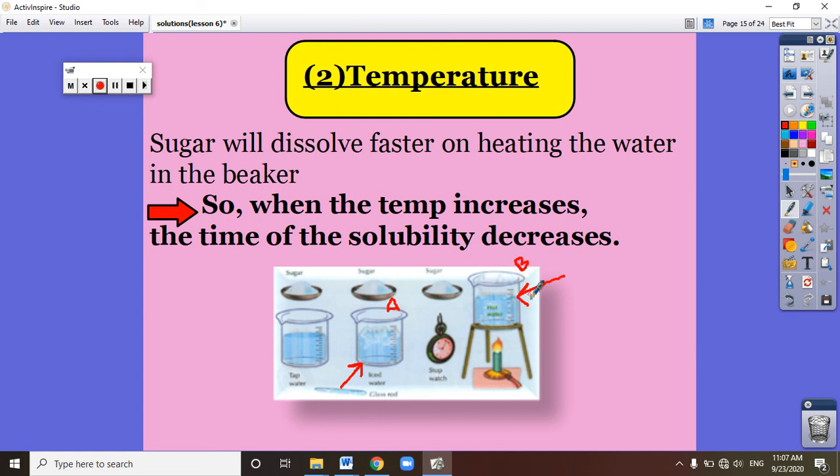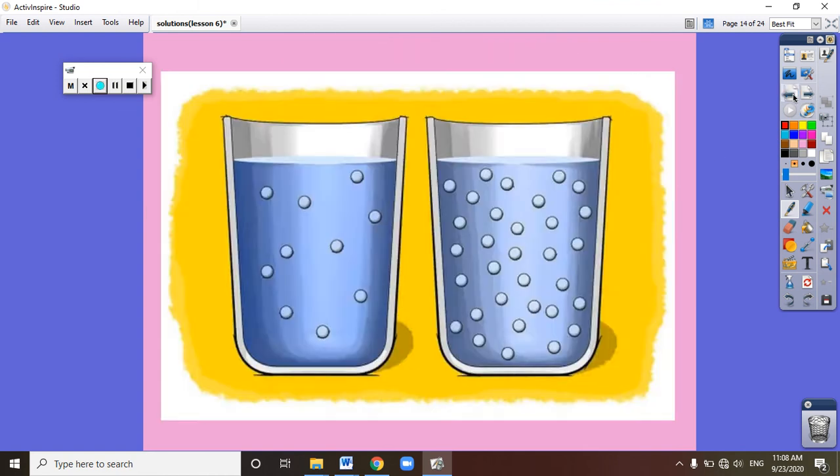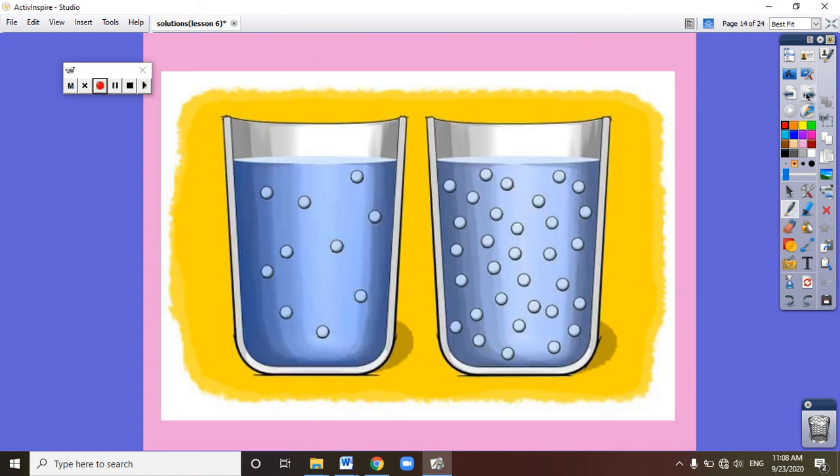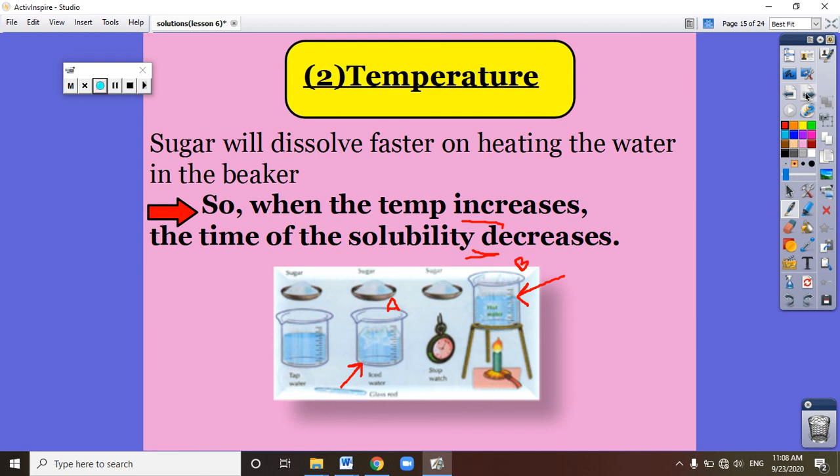Very good, the beaker B. So when the temperature increases, the speed of the solubility process increases, and the time of the solubility process decreases. One more time. When the temperature increases, the speed of the solubility process increases, and also the time of the solubility process decreases. So the first two factors that we take, the quantity of the solvent and the temperature, both of them are the same. When the temperature and the quantity of solvent increase, the time of the solubility process decreases and the speed of the solubility process increases. Okay?